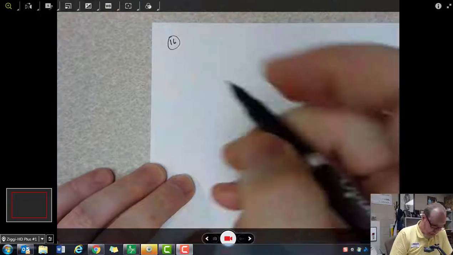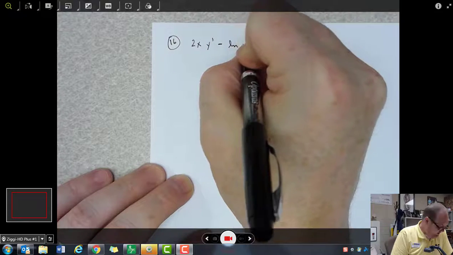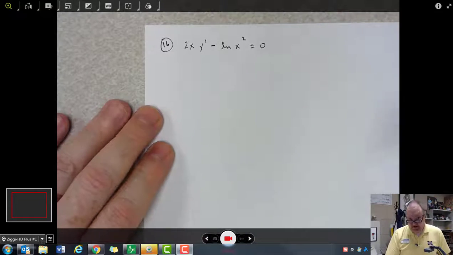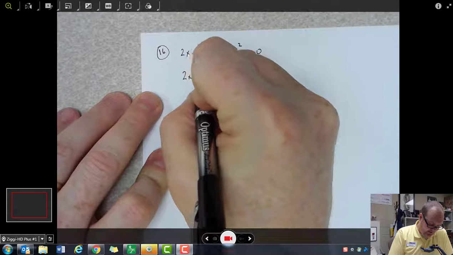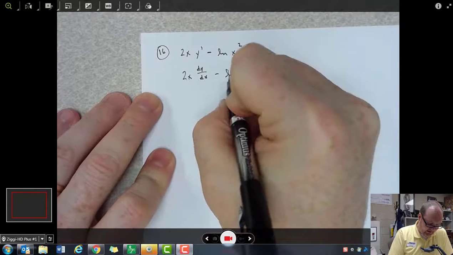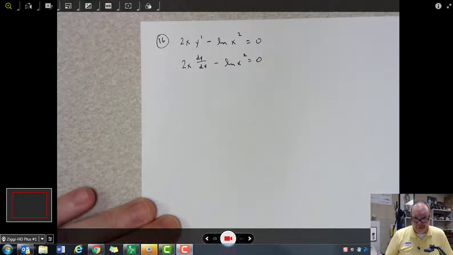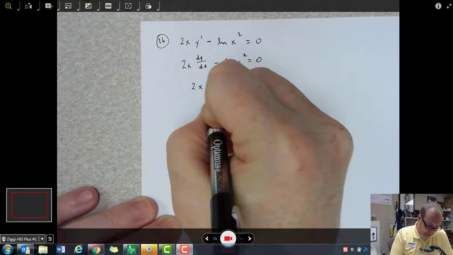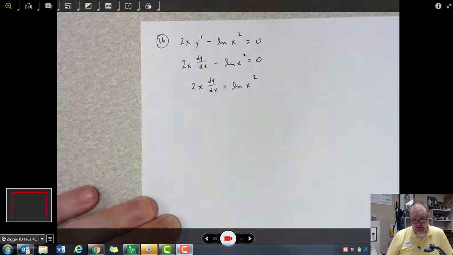Problem 16 says 2xy prime minus the natural log of x squared all equal to 0. So again, I want to use this technique. It's the only one I know, separation of variables. So I'm going to start by rewriting y prime as dy dx. And I guess I'll move the natural log to the other side. Might have to do some other moving, we'll see, but it becomes a positive natural log x squared.